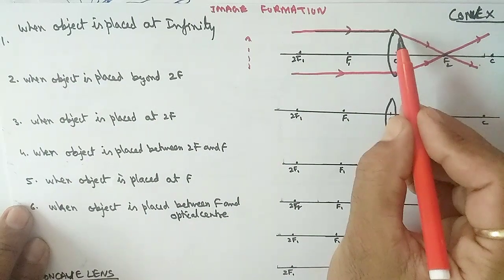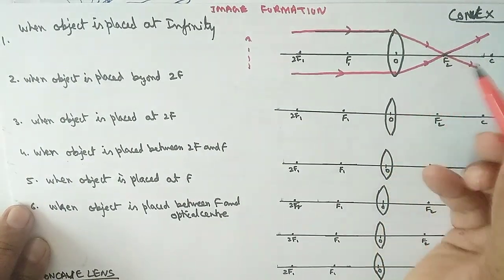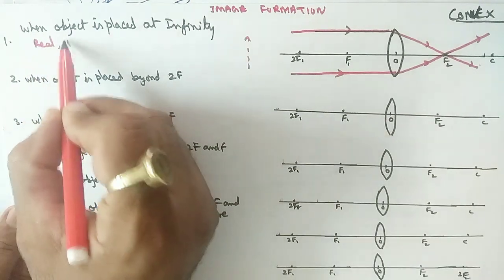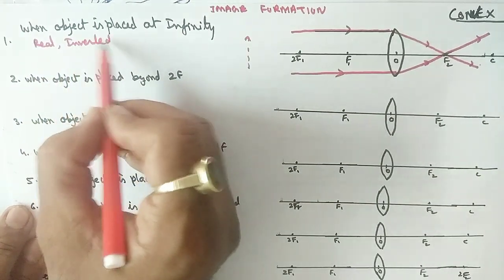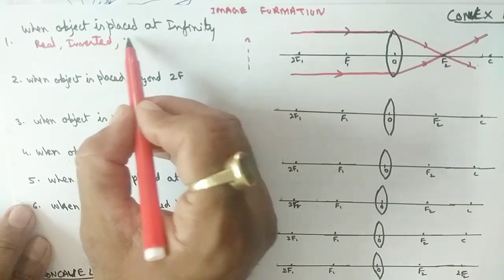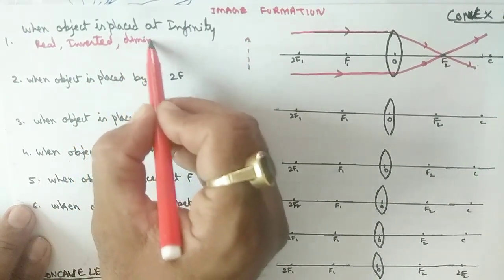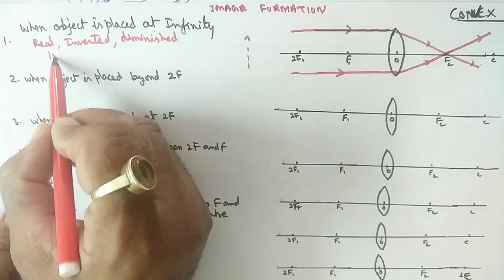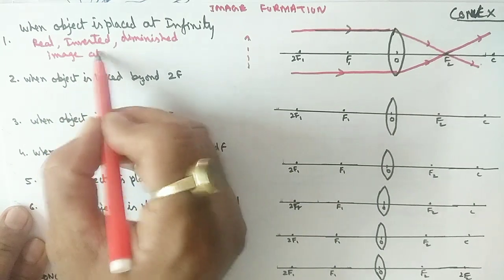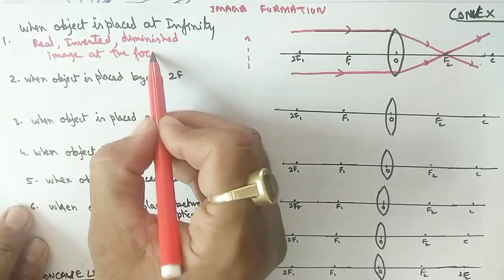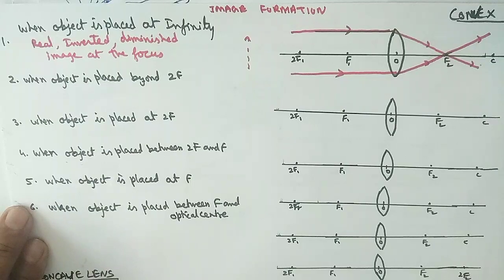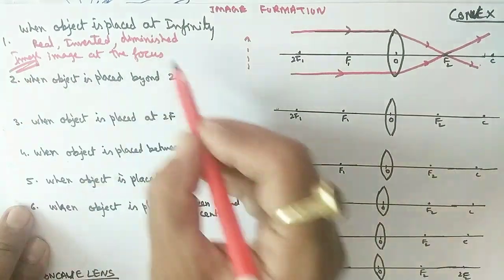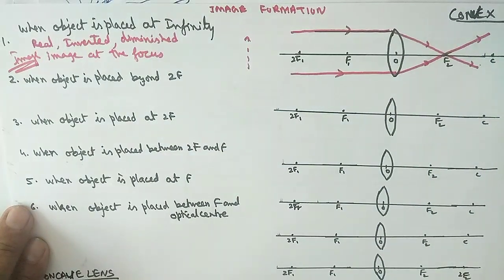Because the rays are really intersecting each other, you can say a real, inverted and diminished, very diminished image. Diminished means very small. The image will be formed at the focus, highly diminished.